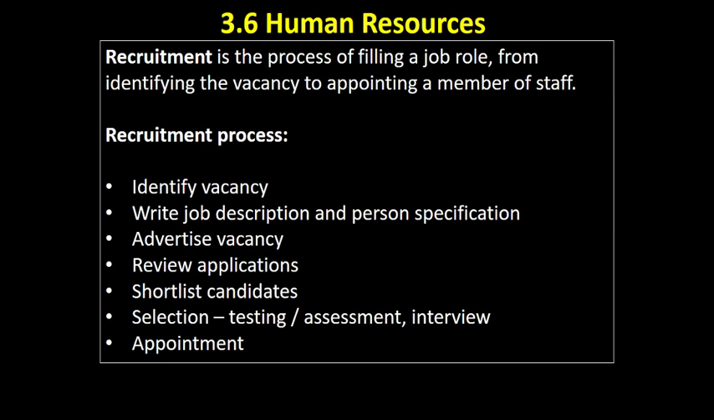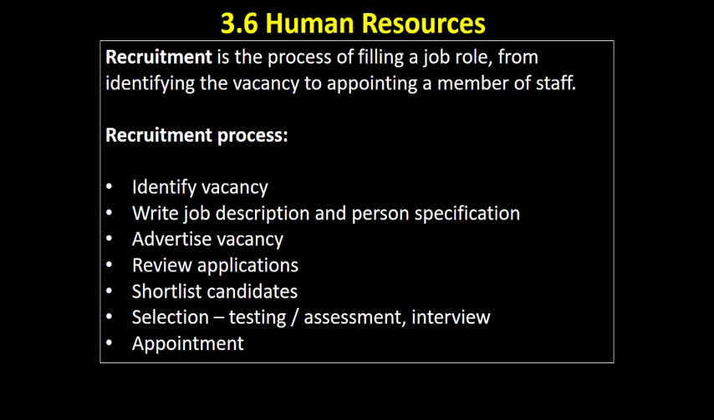process involves. So first of all, you need to identify that there actually is a vacancy, okay? The most important thing is that you think, right, we've got a job here that needs doing, and there's nobody doing it at the moment, so let's create a role.